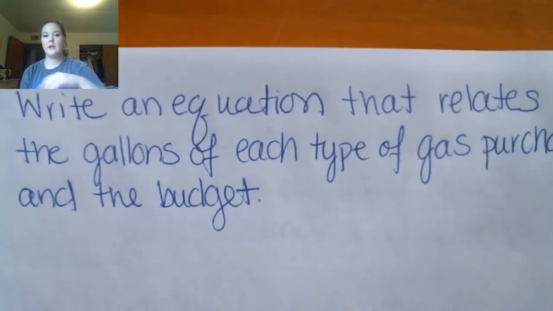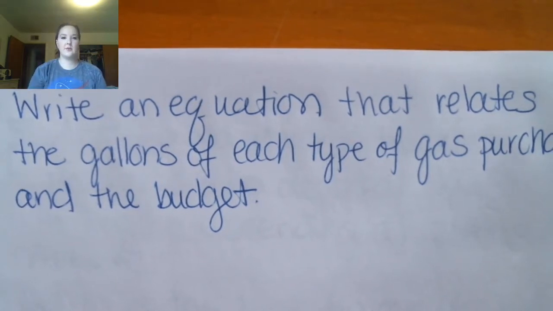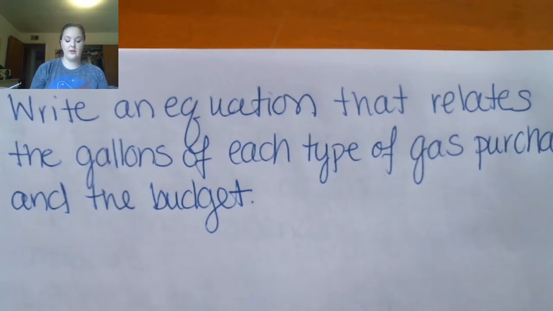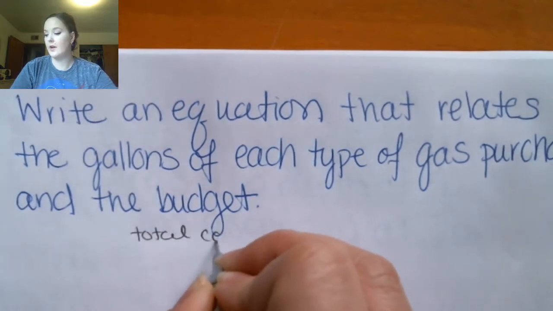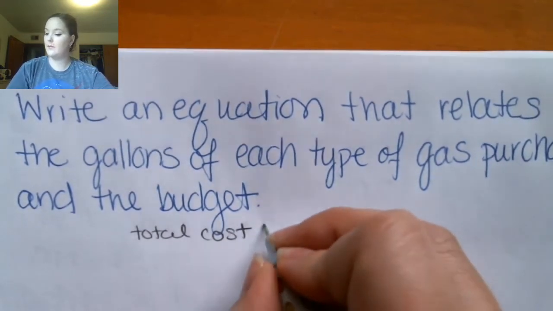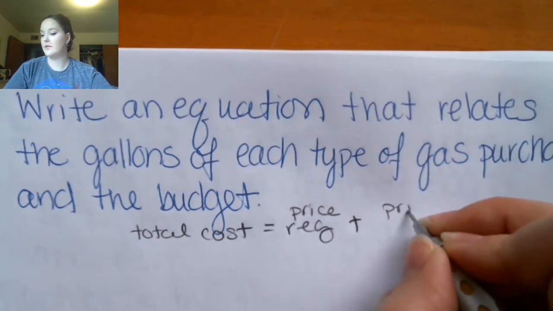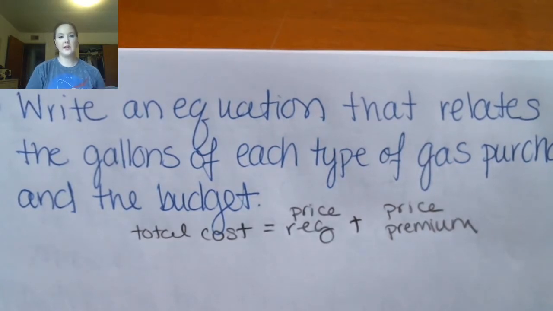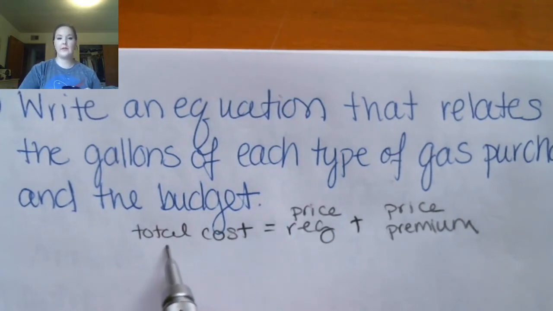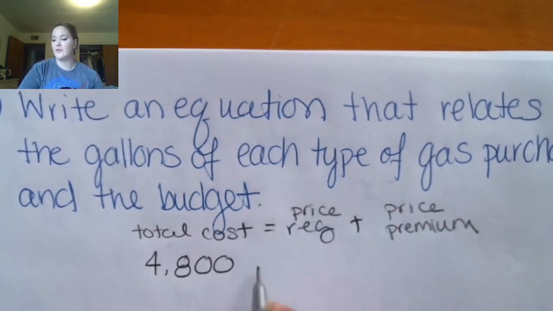So part E, which is the main part: write an equation that relates the gallons of each type of gas purchased and the budget. First of all, we know that the total cost is going to be the price of regular plus the price of premium. If you're not sure where to get started, I think that sketching something out like this with the words in it can help you fill in the quantities. Now we're going to look back in the question and see what the total cost was. The total amount that we were allowed is $4,800.